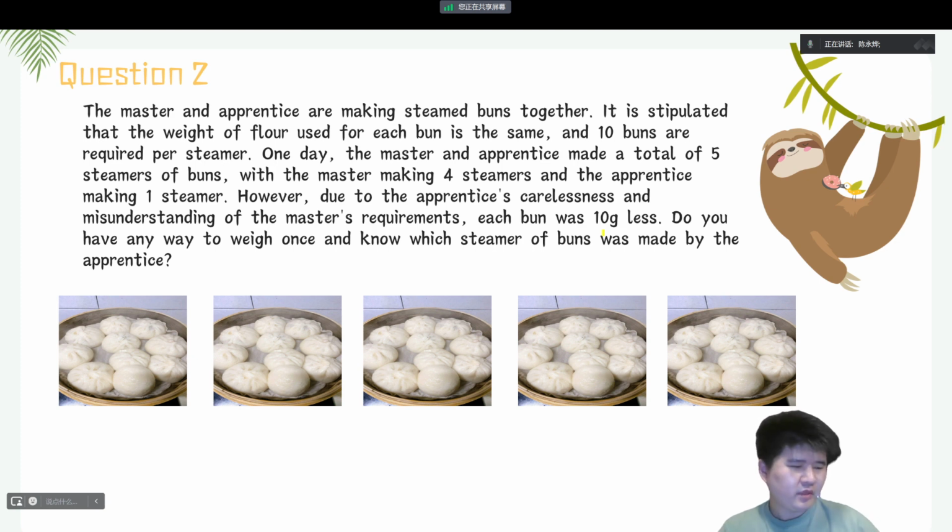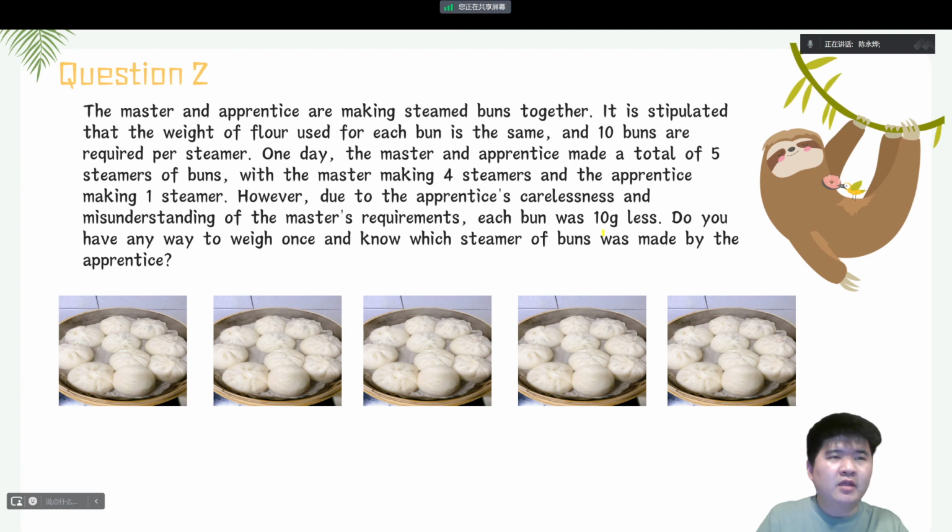So here, the master and apprentice are making steamed buns together. And for each bun, they have a requirement: they have to be the same weight. But one day, the master and apprentice made a total of 5 steamers of buns. The master made 4, and the apprentice made 1. But due to the apprentice's carelessness and misunderstanding of the master's requirements, his buns were 10 grams less than his master's.